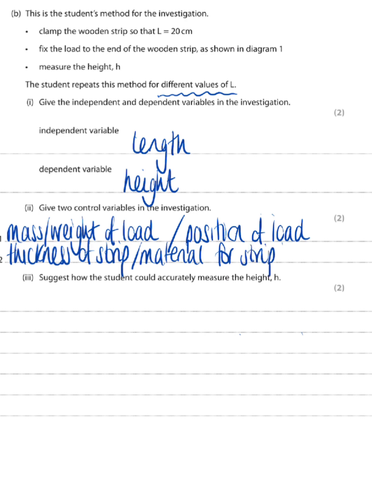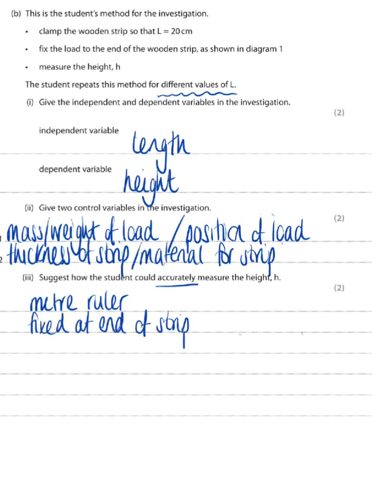Just how the student could accurately measure the height h. So this is things that you need to do to ensure that the value for h is close to the true reading. That's what accurate means. So you're looking to get the idea that you must be using a ruler. But in order to make this accurate, that ruler must be fixed at the end of the wooden strip. Now, if we want to know that we're actually measuring the correct height h, then it needs to be the 0 on the ruler that is placed at the original height.